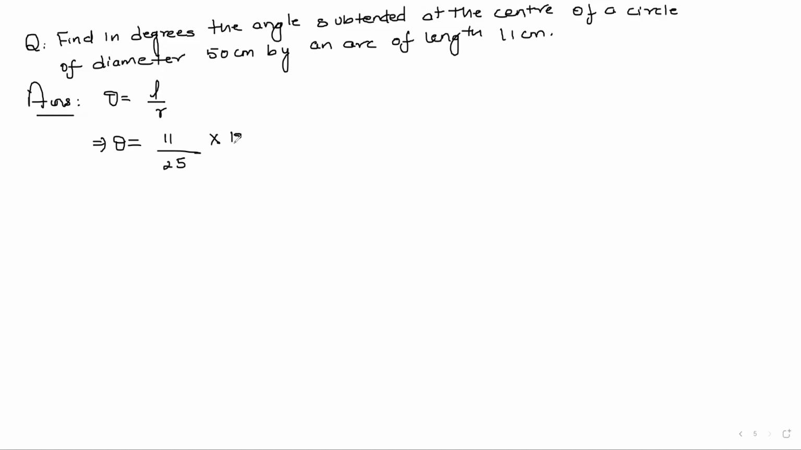So we will multiply by 180 by pi. Then 11 by 25 into 180 by pi means 22 by 7. So this is 11, this is 2. What will this be? 90. 5. What will this be? 18. Noma, I was getting something different. Sir, by mistake I did 25 by 11. Okay, please correct it. Do the calculation. Tell me the answer in degree.